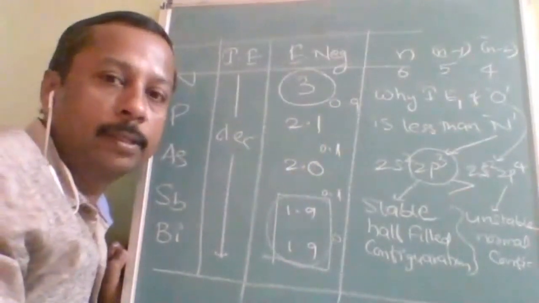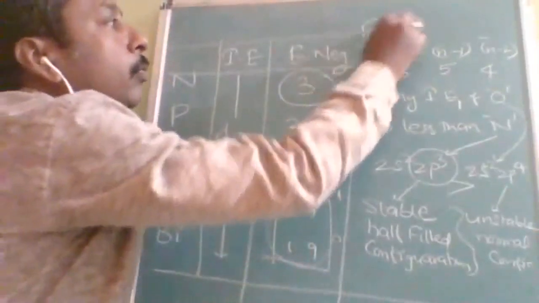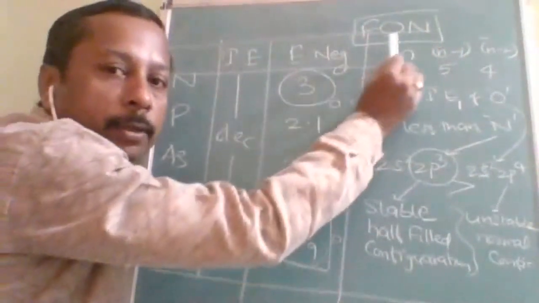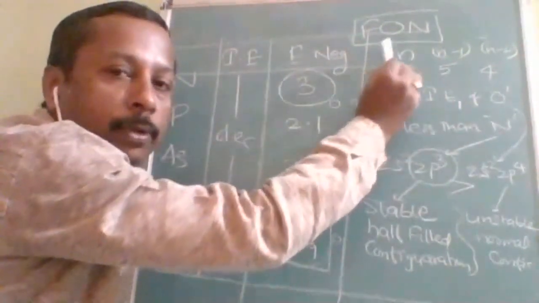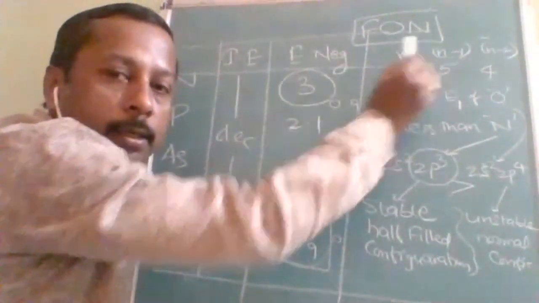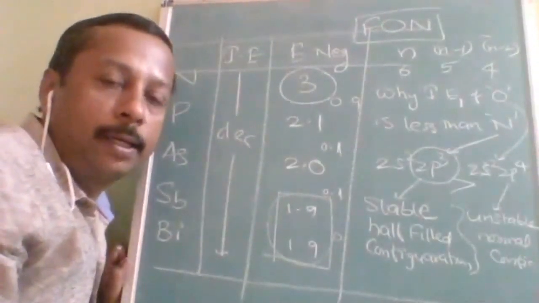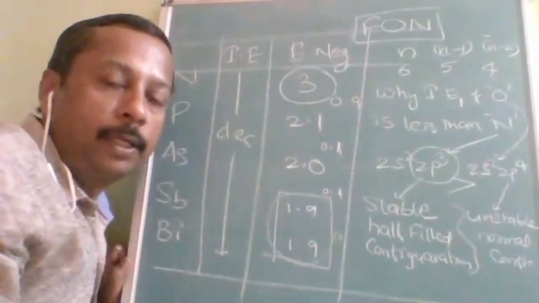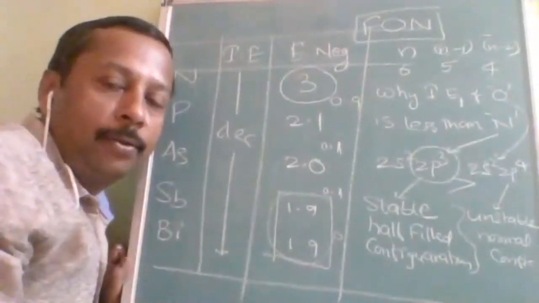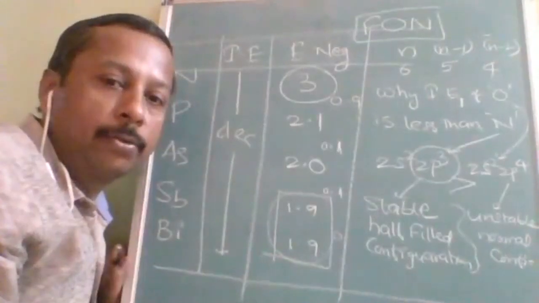In the universe, what is the highest electronegative element? Fluorine. So you remember it as FON: fluorine, oxygen, nitrogen. Fluorine is highest, second highest is oxygen, third highest is nitrogen. These are some important questions in the introduction lecture of the 15th group, the nitrogen family or pnictogens. We will meet in the very next lecture. I hope all of you understood now.